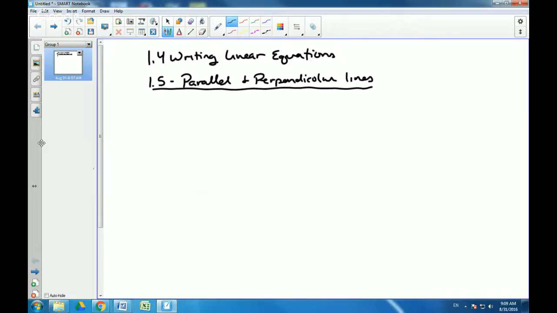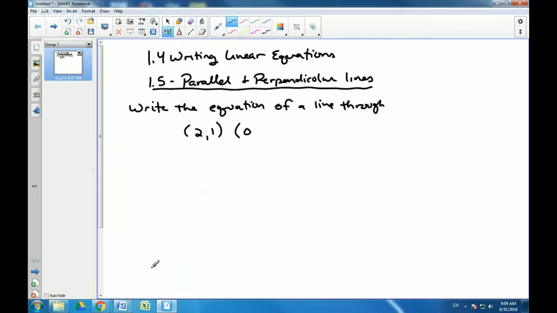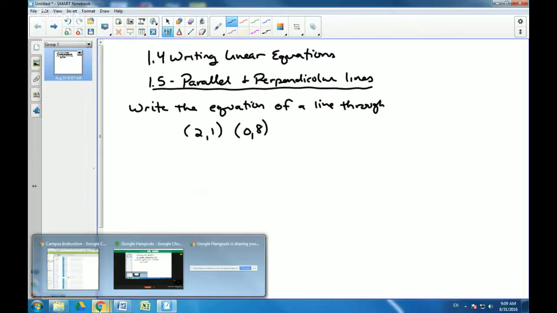So just as a recap, what if I asked you to write the equation of a line through, this is usually where I get in trouble, 2 points: 2, 1 and 0, 8. Okay, let's try that.